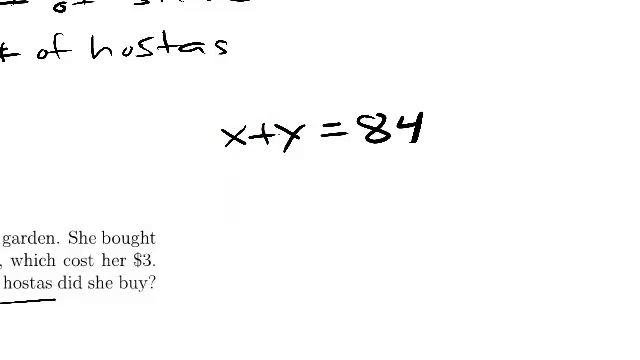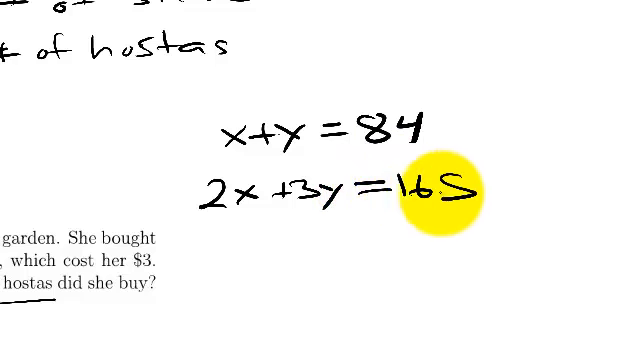We need to have 84 plants. And the second condition talks about the amount of money we spend. Since it's $2 a plant for silver beacon, and $3 for a hosta, 2x will represent the amount of money she spent on silver beacon, and 3y will represent the amount of money she spent on hosta, and that has to equal a total of 168. And this is the system that we're going to have to solve.